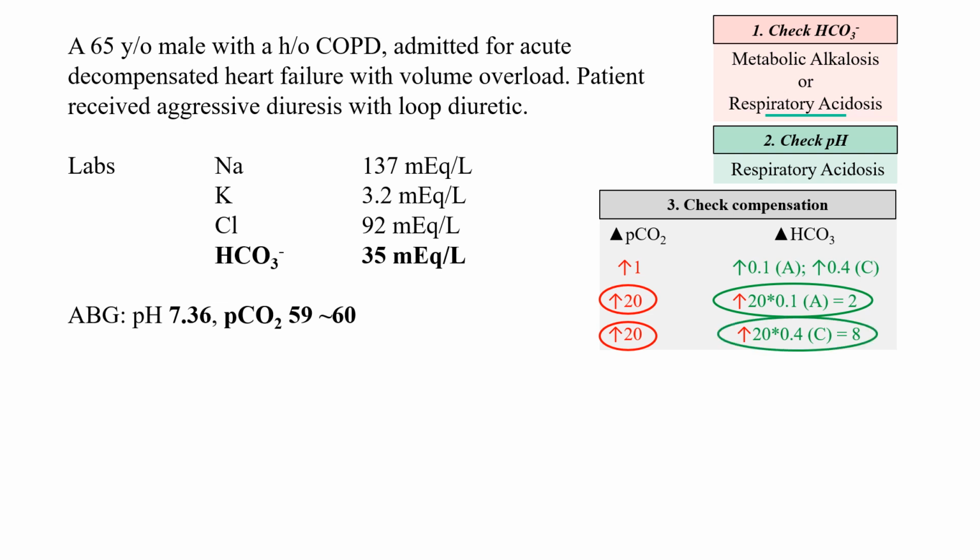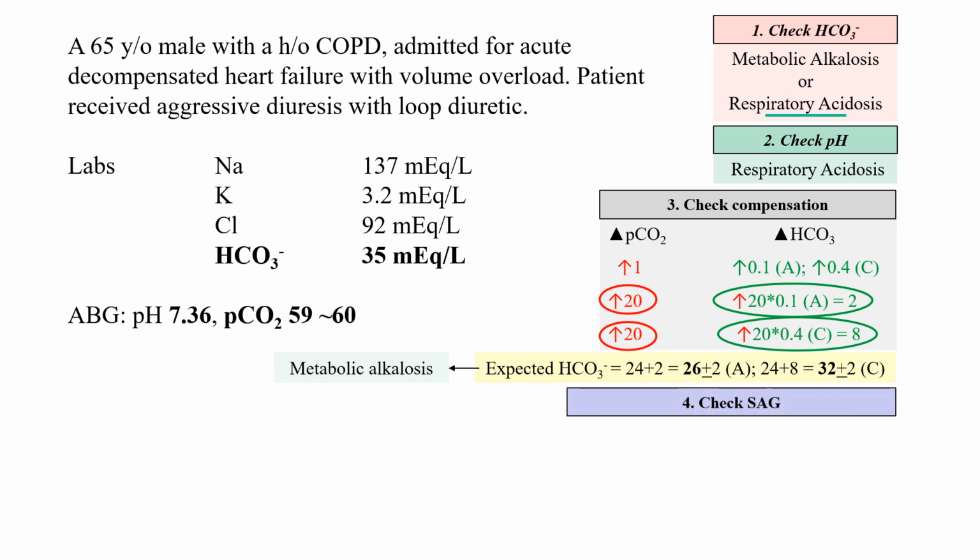The expected bicarbonate should therefore be in the range of 26 to 32 plus or minus 2. Comparing the expected bicarbonate to actual bicarbonate of 35, 35 is greater than the expected range of bicarbonate. This means the patient also has a metabolic alkalosis.